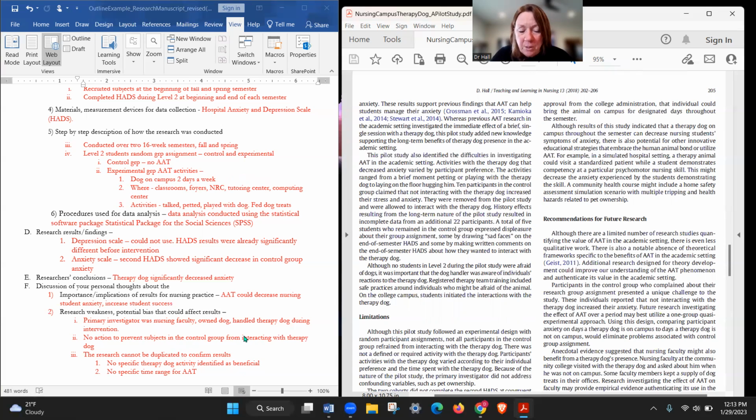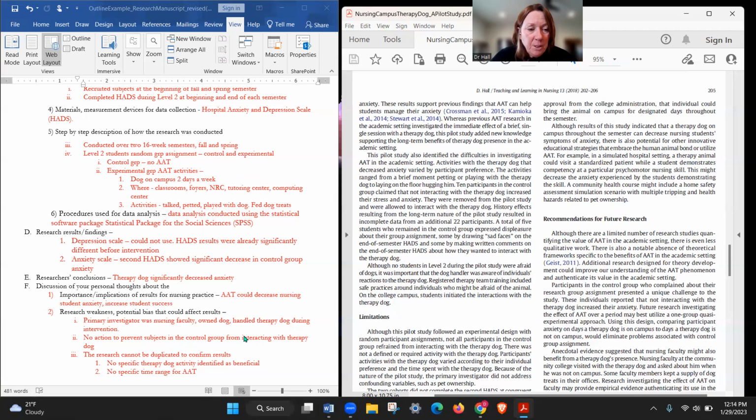Because some research studies' method sections are not very rigorous. So the results, while they may say they're statistically significant, if the methods used to find the results are weak, then those results wouldn't be applicable to another population or really have value in practice, right? So in this particular study, the primary investigator, I guess y'all know by now, was me, nursing faculty, and I owned and handled the dogs. So that could create some bias.